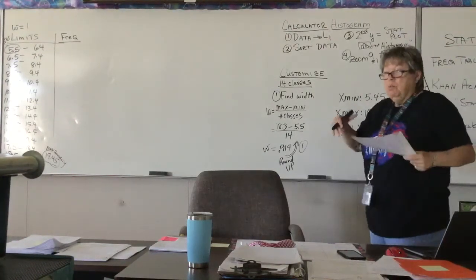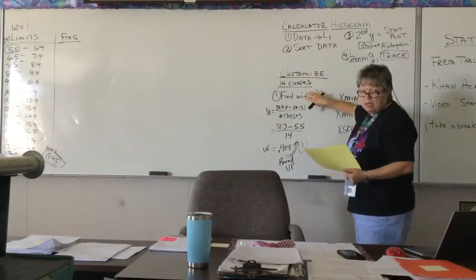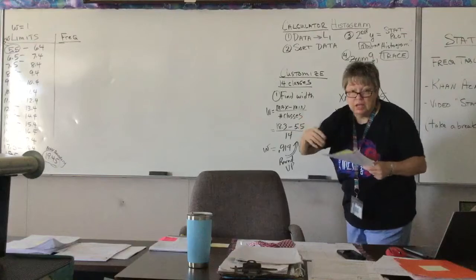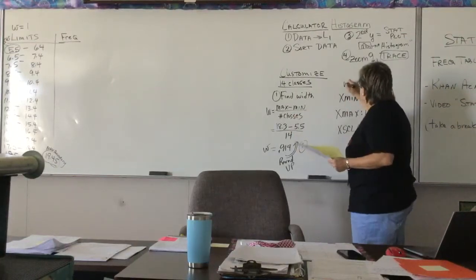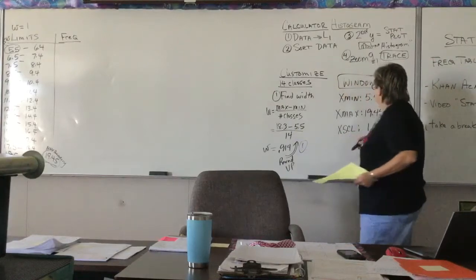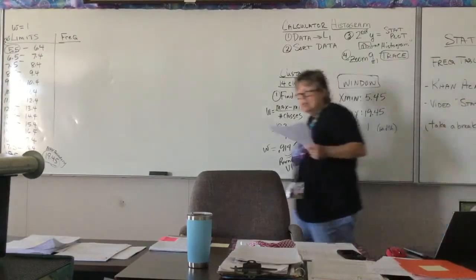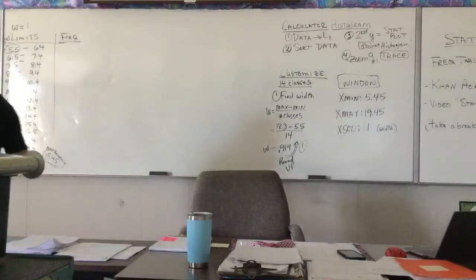Okay, so we want to change from the calculator version to this customized one. We want to change what it looks like, where you're looking. That's called the window. There's a button on your calculator that says window. We want to go in and make these 3 changes to make this customization happen.